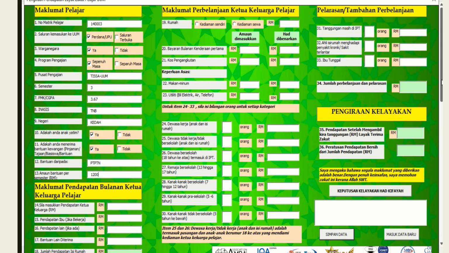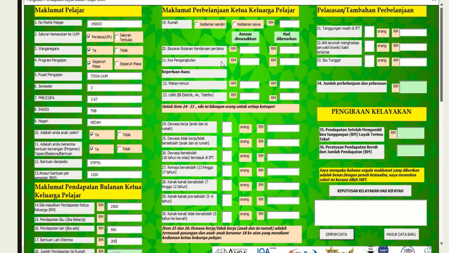Okay, after that we will ask for the students' background, the financial background of their parents. So firstly, their father's salary per month. Okay, mother's salary, if any. Then if they have any extra income, any extra financial assistance.